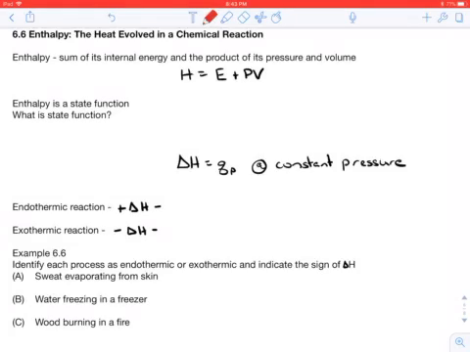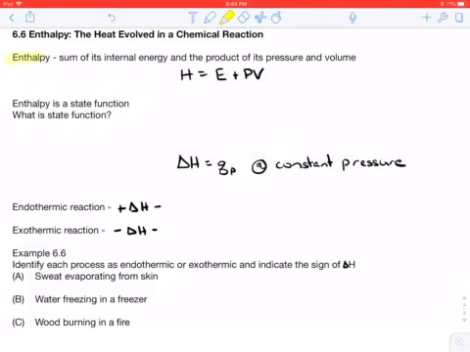Hey guys, welcome to 6.6 Enthalpy, the heat evolved in a chemical reaction. So first off, we're going to start by defining what enthalpy is. Enthalpy is the sum of its internal energy and the product of its pressure and volume.